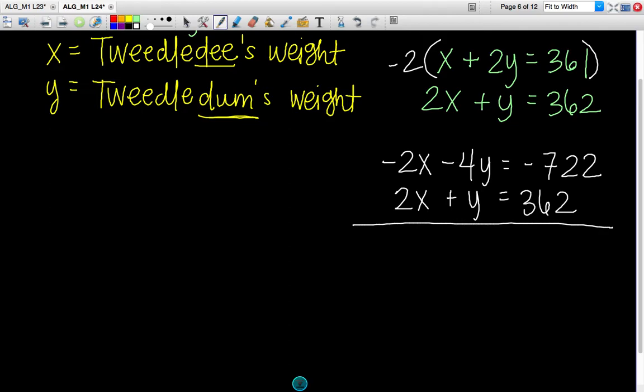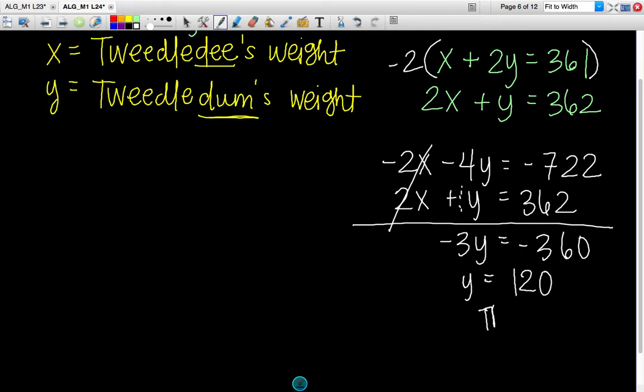Now I can solve this. My x's cancel. Negative 4y plus y is negative 3y. And negative 722 plus 362 is negative 360. Divide by negative 3, y equals 120. So as a reminder, y is Tweedledum's weight. So this is Tweedledum's weight. Let me come back to it in a minute.